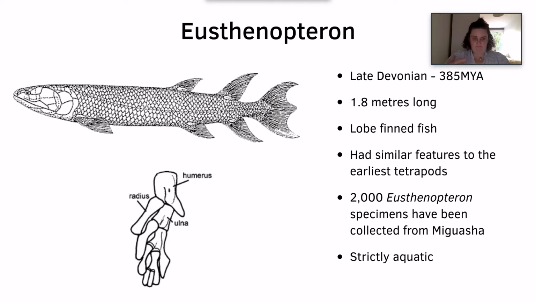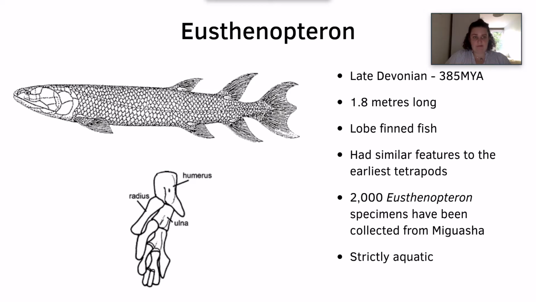There have been over 2,000 Eusthenopteron specimens collected in Miguasha, which is a really good fossil locality in Quebec. It was thought that they used the fins to crawl onto land, which would therefore be the link between early tetrapods and Eusthenopteron. However, more recent research has suggested that it would have lived solely in water.